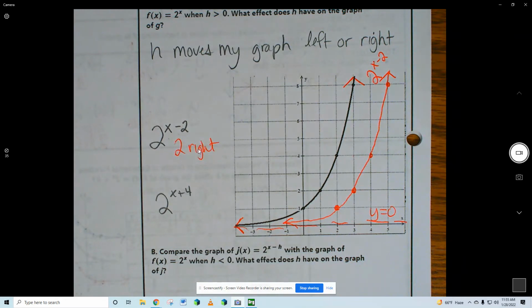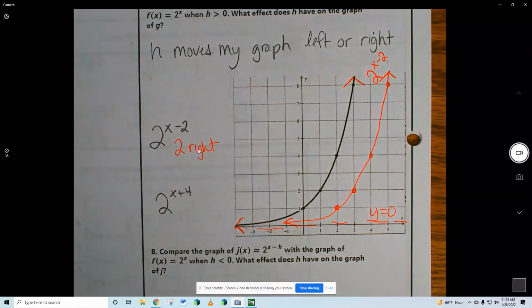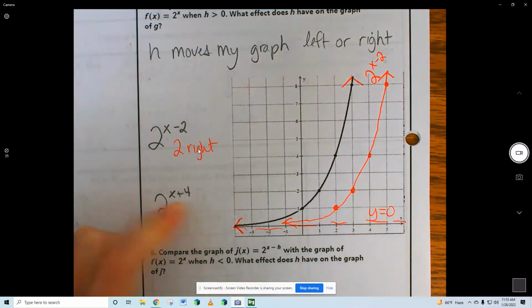So, I'm not going to graph this one with the 4. Let's just describe it. Are you done graphing my red? So, what is this plus 4 going to do? 4 what? Left. 4 left.